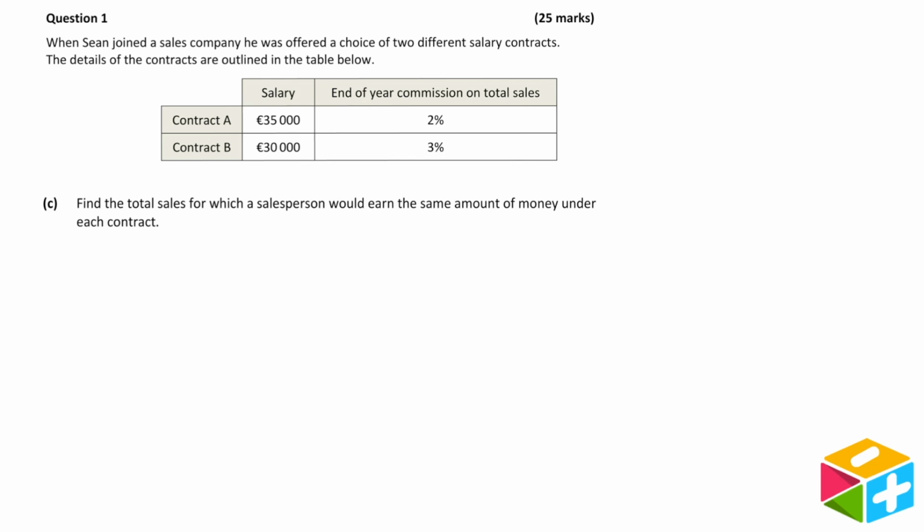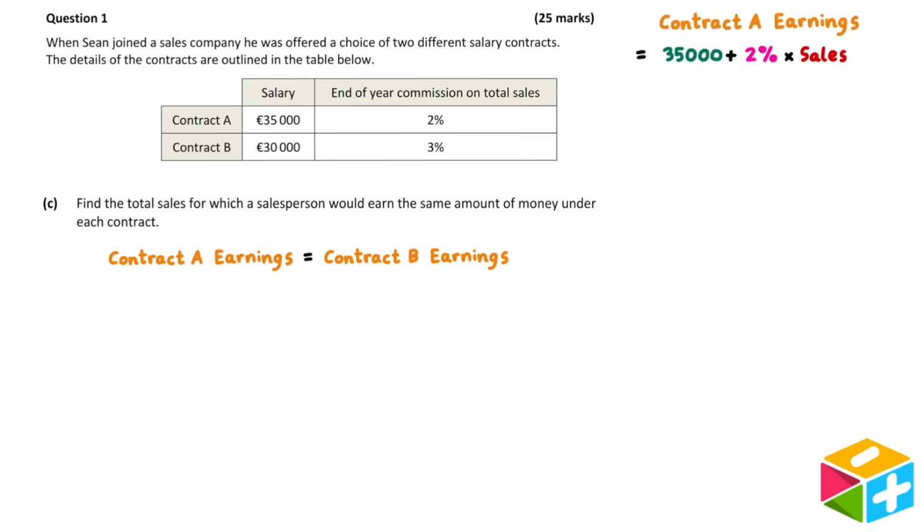We have two contract options, Contract A and Contract B. We want to find the number of sales which leads to equal earnings in both of these contracts. In other words, we want our Contract A earnings to be equal to our Contract B earnings. To find our Contract A earnings, we add together the base salary to the commission. The base salary is 35,000 and the commission is 2% of whatever sales were made.